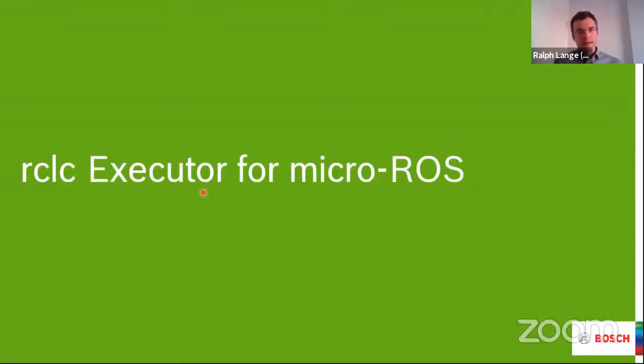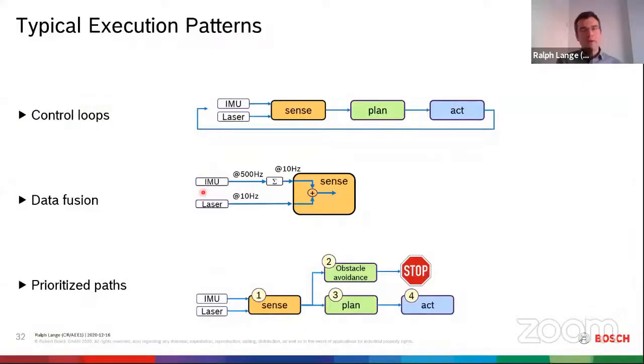Let's go over to Micro ROS, and we want to briefly present you our RCLC executor, which is implemented in C, can also be used with standard ROS 2, but is mainly intended for microcontrollers. And for that, we looked into the typical patterns that we see in robotics, and especially in deeply embedded applications of microcontrollers. We have control loops, sense-plan-act cycles, where you have a clearly staged processing.